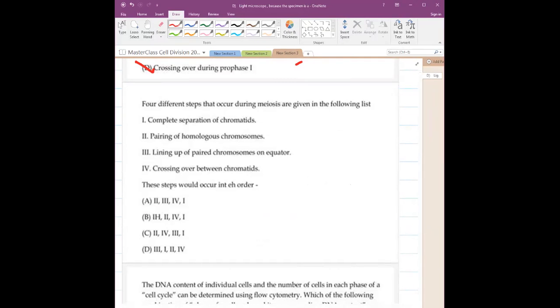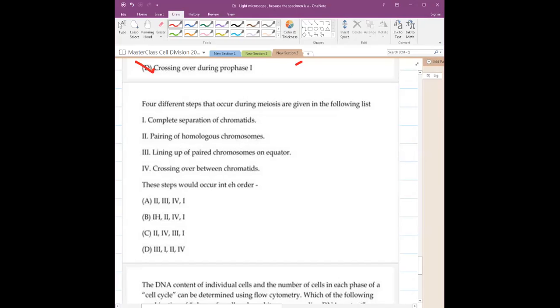4 different steps that occur during meiosis are given in the following list. We have to put them in order. Look at the steps: complete separation of chromatids, pairing of homologous chromosomes, lining up of paired chromosomes on the equator, and crossing over between chromatids. Who is going to be the first one? 1, 2, 3, 4.